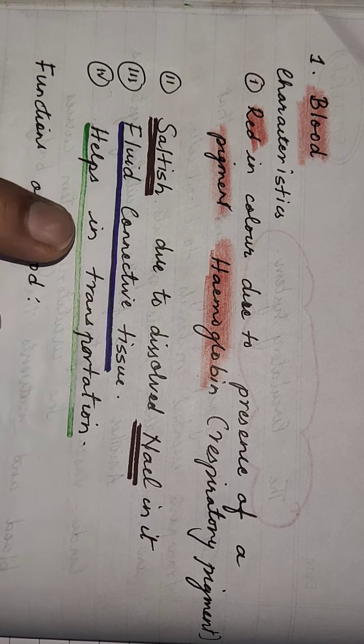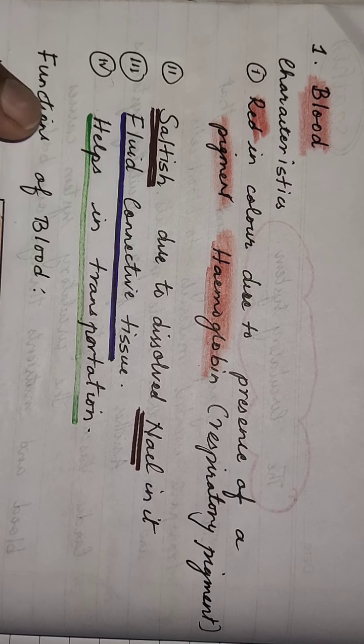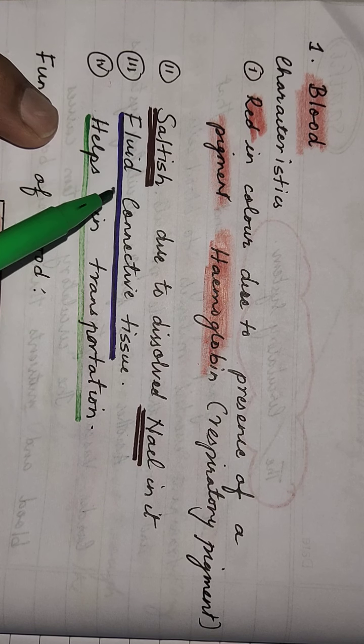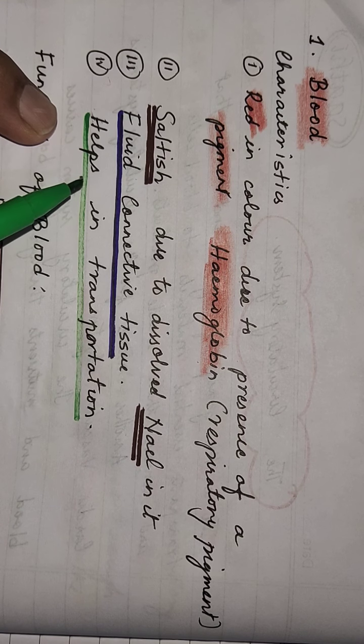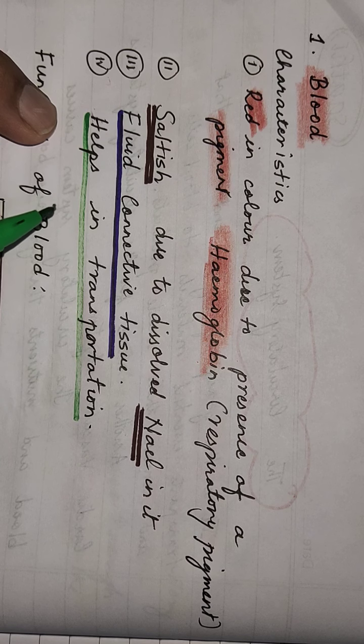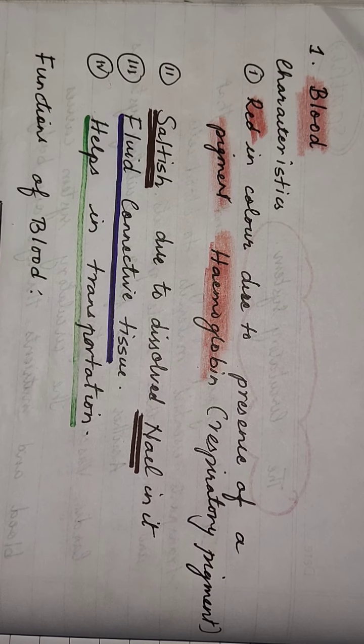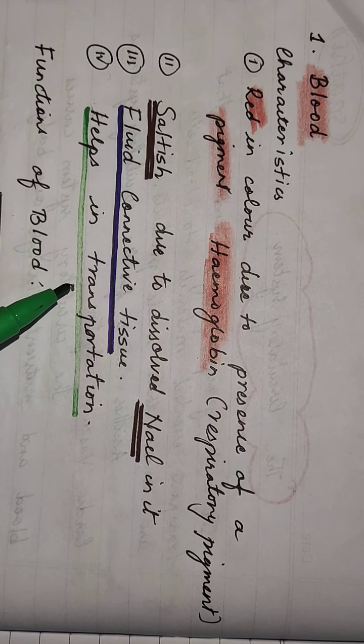It's a fluid connective tissue. It has a connection, all right. When we do arteries and veins, and capillaries, you'll come to know this. It helps in transportation, that means it helps to transport nutrients and minerals to different parts of the body.